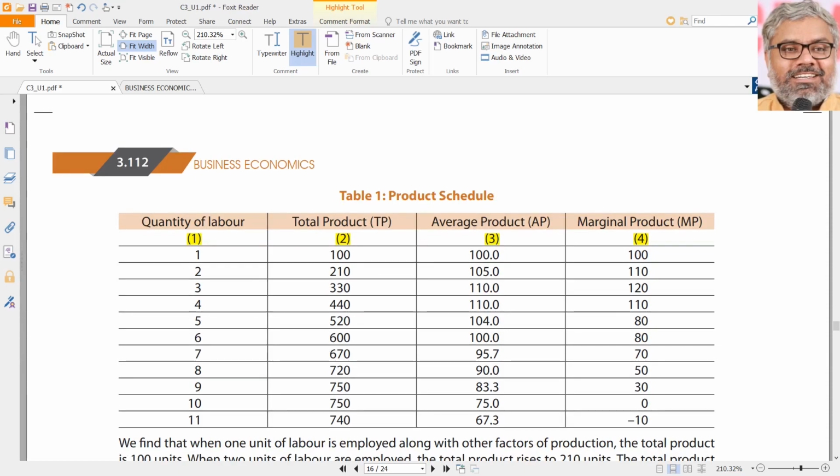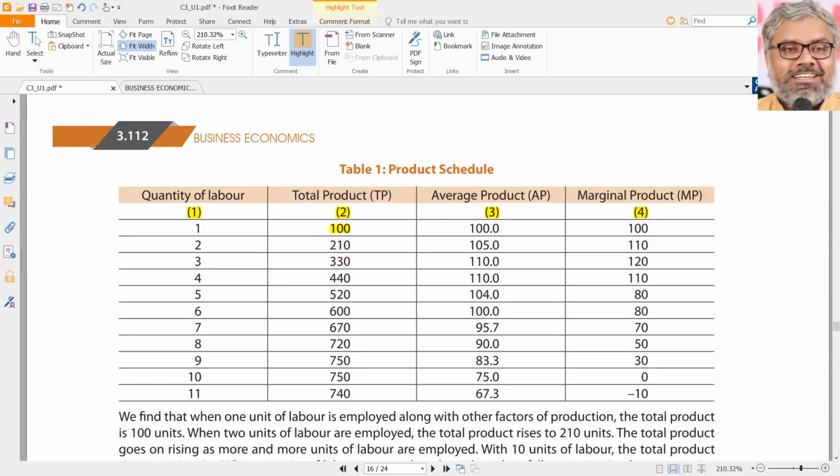Then, starting from the first unit of labor, one labor appointed, total product was 100. Whether the 100 is 100 kilos, 100 liters, 100 meters, whatever the production they are doing, that is what it is. 100 units, that's all. Those units could be expressed in any form, depending upon what the production is. Is it 100 idlis, 100 dosas, anything it could be, we don't know. But when one labor was working, the output, the product was 100. When one more laborer is appointed, 2 laborers are working now, the total product was 210.